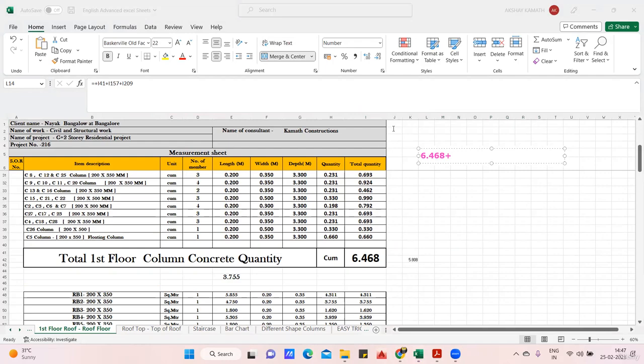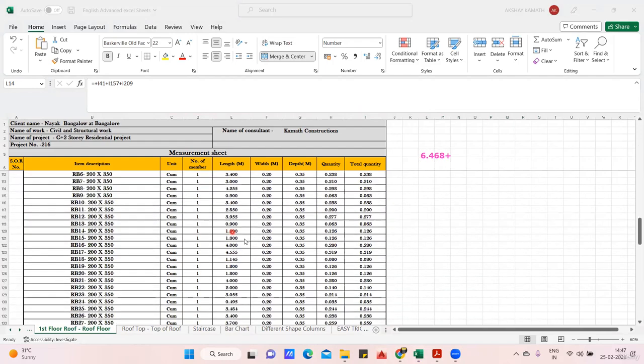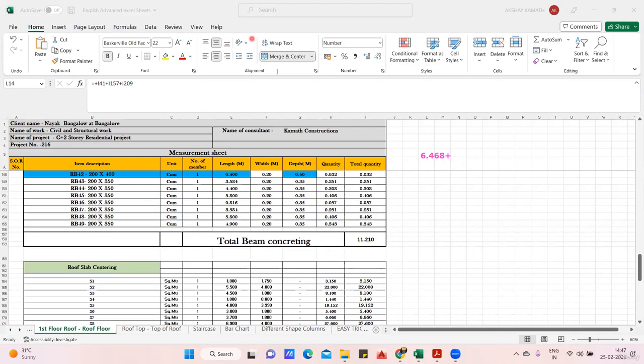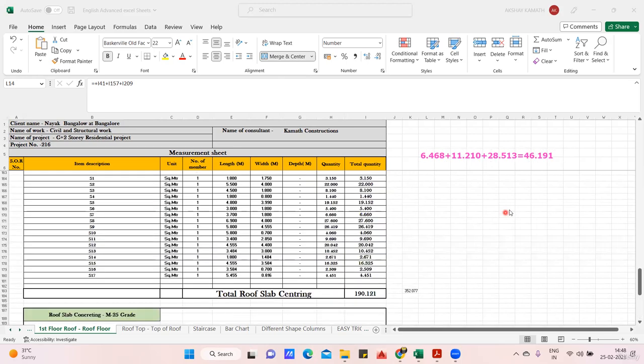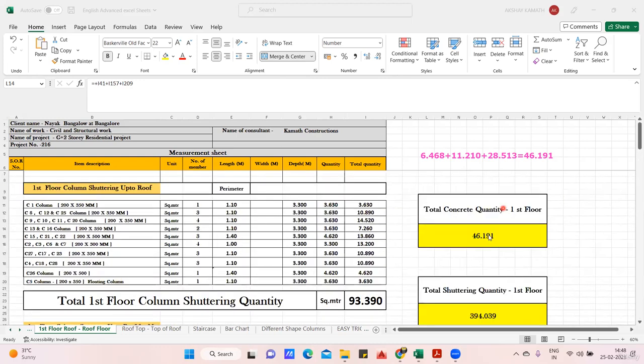Okay. Then after that, in the beam, how much is it? In the beam, it is 11.21. So it is 11.21 plus, and the last, in the slab. In the slab, the total roof slab concrete is 28.513. Okay, add everything. 6.468 plus 11.210 plus 28.513. 46.191 cubic meters. I have already done that and kept it. You also should do it and keep it. Okay, so you can see 46.191.